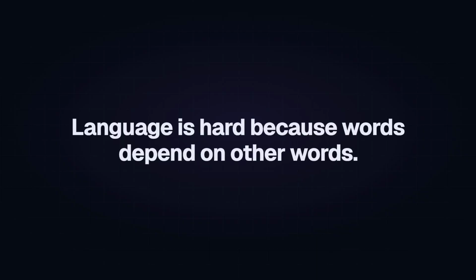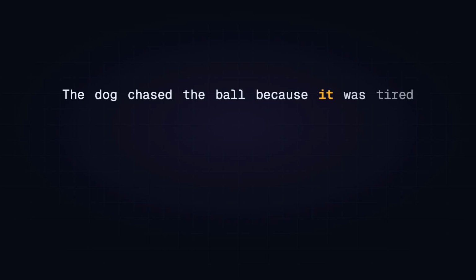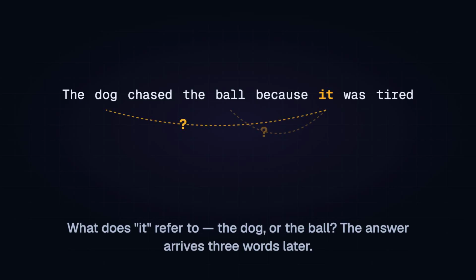Language is hard because words depend on other words. The dog chased the ball because it was tired. What does it refer to? The dog or the ball? You know the answer is the dog because balls don't get tired. But notice where that evidence sits. 3 words after the pronoun.